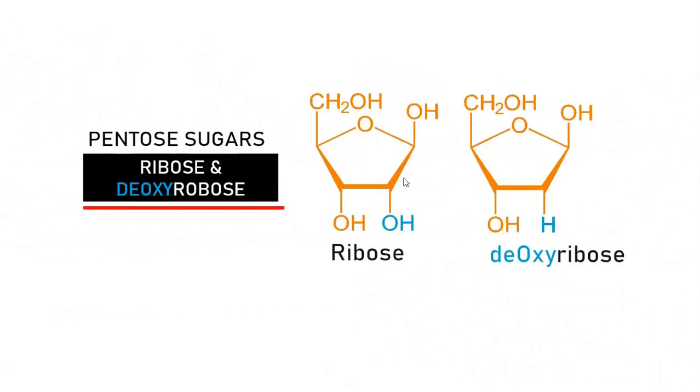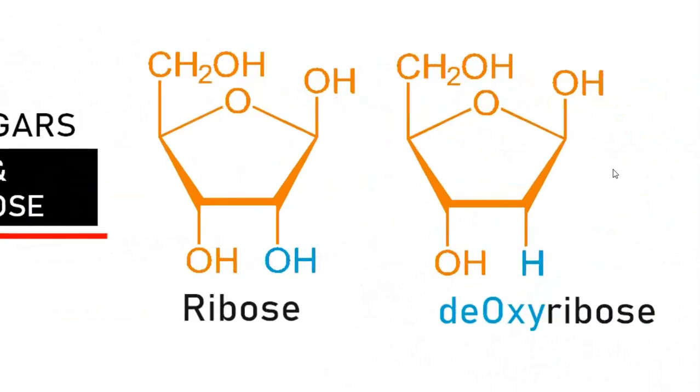Now coming to the types of the pentose sugars. Usually we see the presence of two different kinds of pentose sugars, ribose as well as deoxyribose. Ribose is the pentose sugar present in the RNA, while deoxyribose is the pentose sugar present in the case of the DNA.